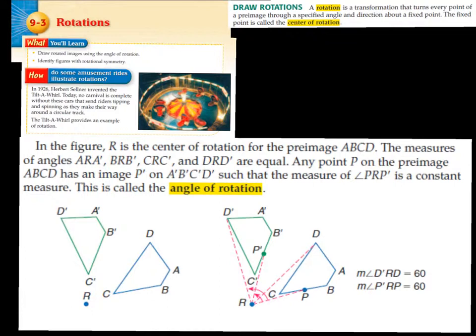The measures of angles ARA', BRB', CRC', and DRD' are equal. Any point P on the preimage ABCD has an image P' on A'B'C'D' such that the measure of angle PRP' is a constant measure. This is called the angle of rotation.